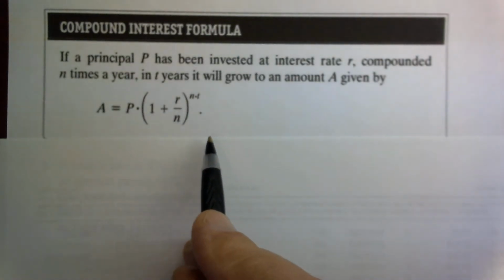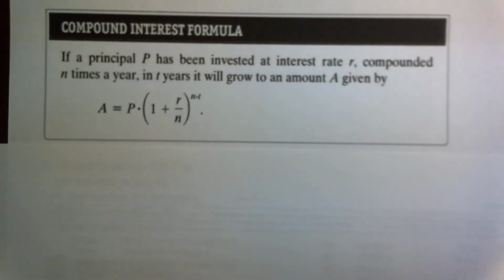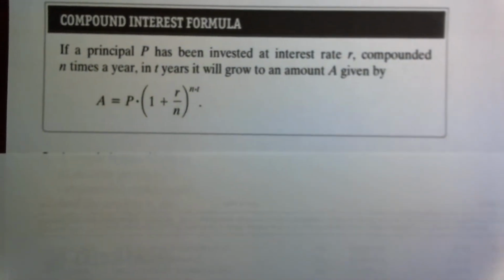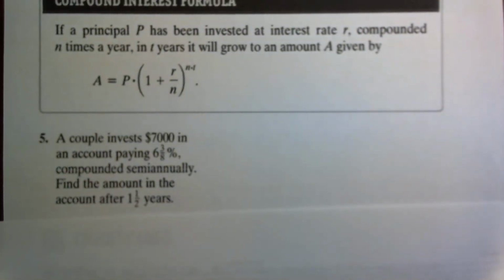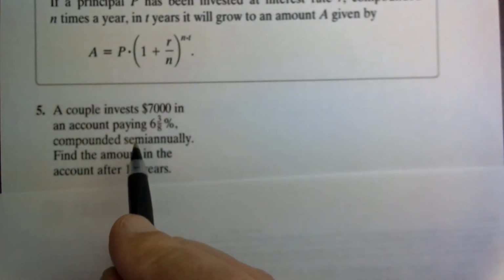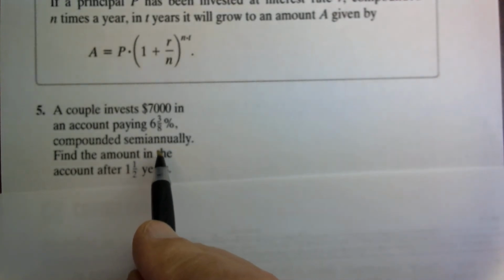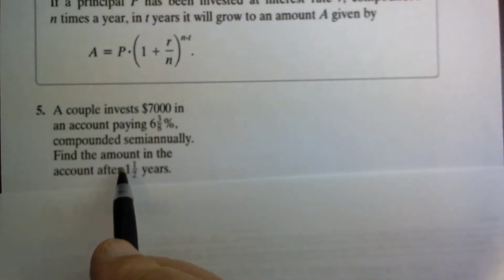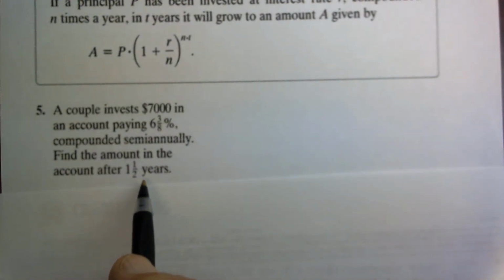So that's a formula that you may have seen before, but you will see it again more than once for sure. And so let's try that out on an example here. A couple invests $7,000 in an account paying 6 3/8%, compounded semi-annually. Find the amount in the account after 1.5 years.